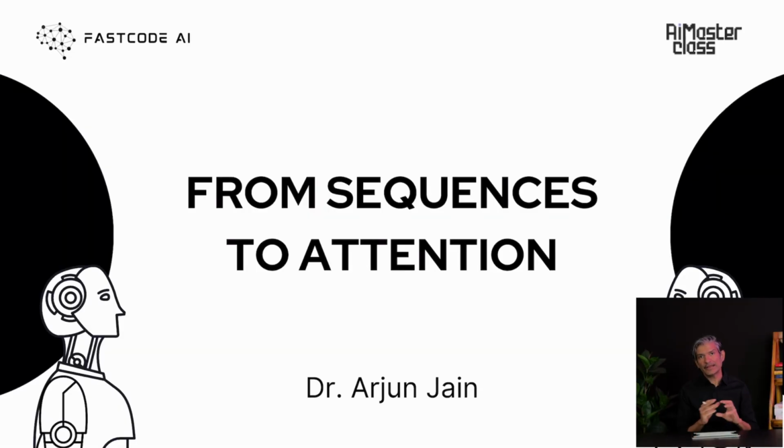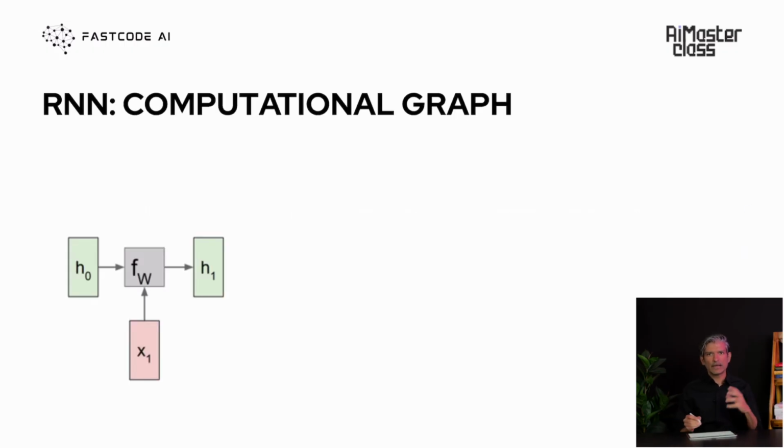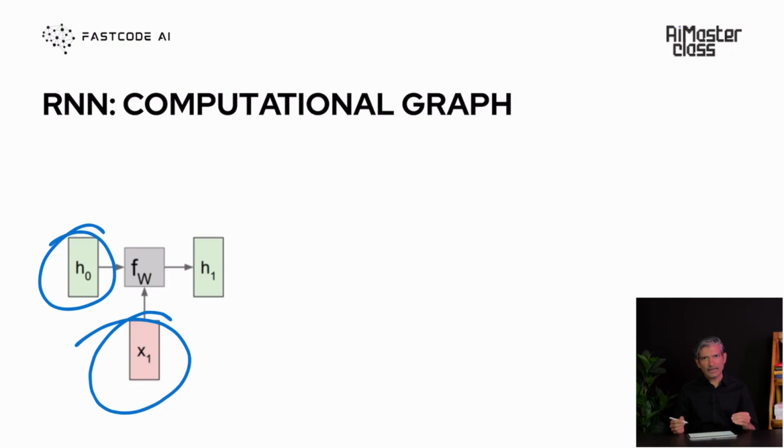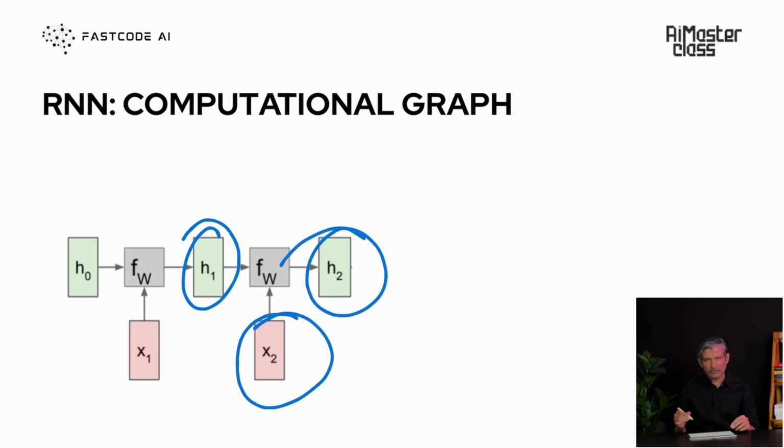Hi. So now let's move on from sequences to something really cool, which is attention, and which is something that we now use all the time. So we've seen recurrent neural networks, and we know that it comes with this hidden state from the previous time step. It gets the input from the current time step, and then it produces the hidden state for the current time step, and then this hidden state goes into the next time step.